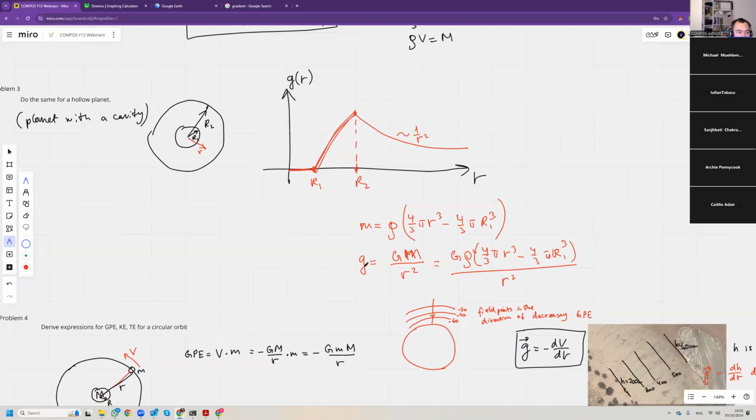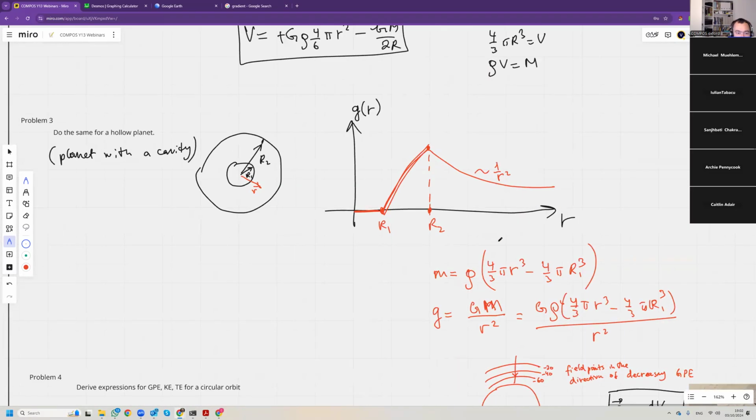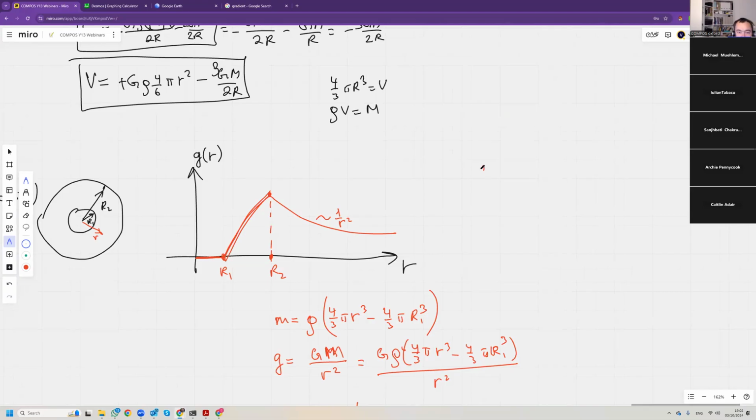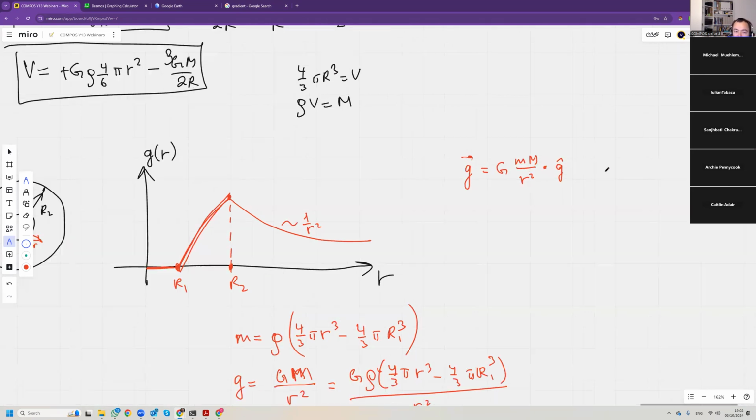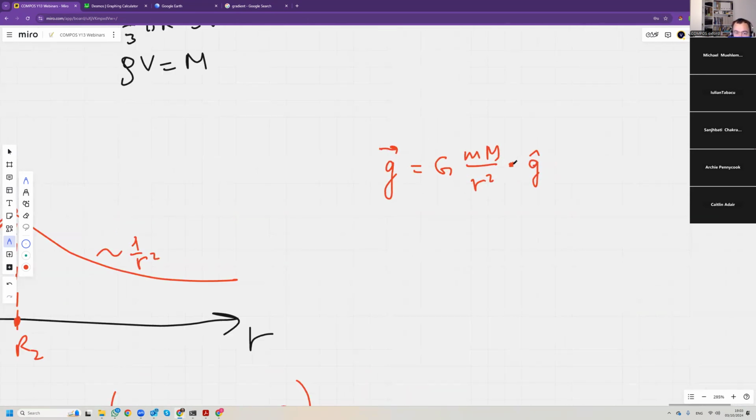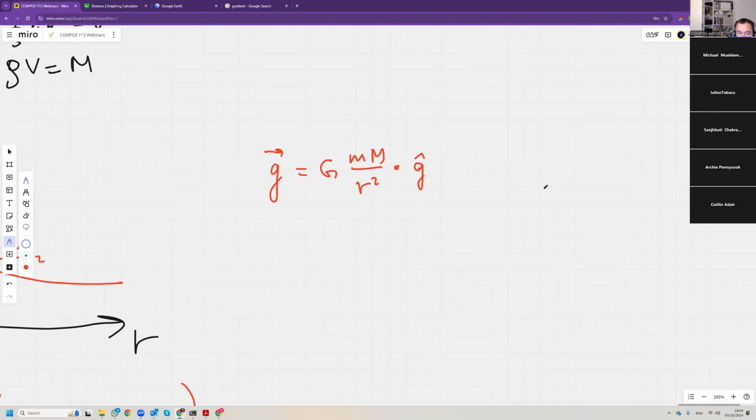Remember, g is a vector, so you have to take that into account. Gravity is a vector, and it's equal to GM over r squared multiplied by g hat. So it's the unit vector in the direction of g, and the direction of g is towards the center. So when we say g is GM over r squared, this is the absolute value. It's not the direction, because in order for it to be a vector, you have to multiply it by g hat.